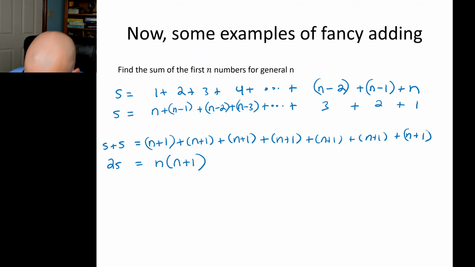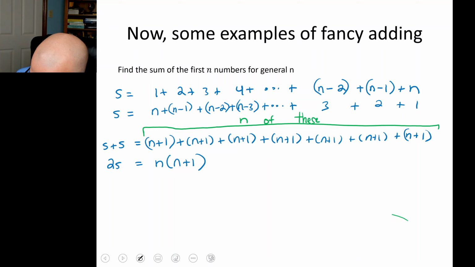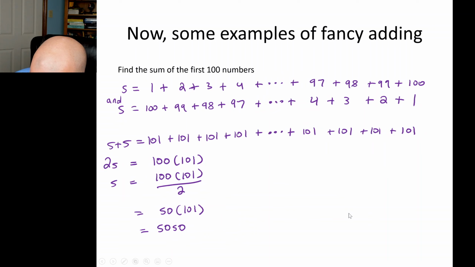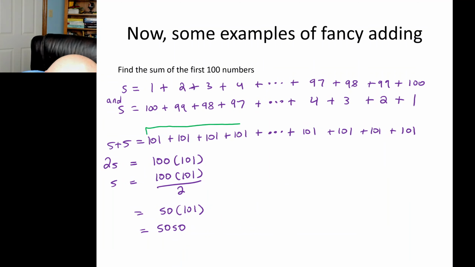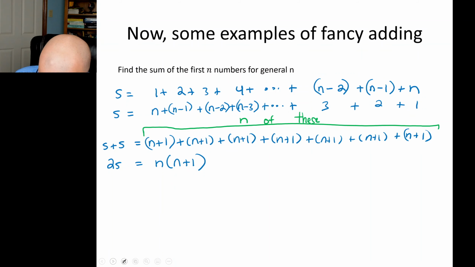N things added together. So there's n of these. On the previous example, I should really highlight that. There's 100 of those. And then we can do one last step. We can get s all by itself by dividing both sides by 2. N times n plus 1 all over 2.